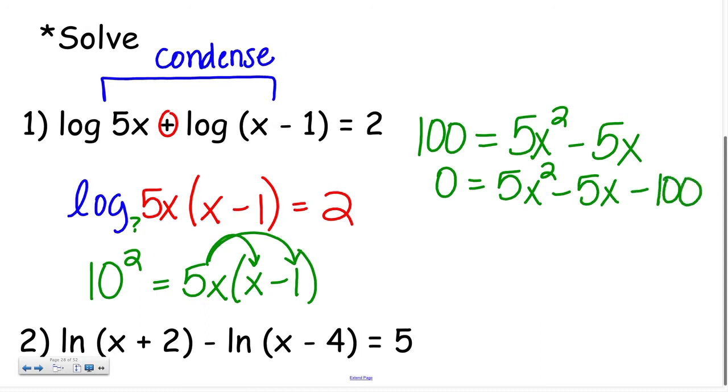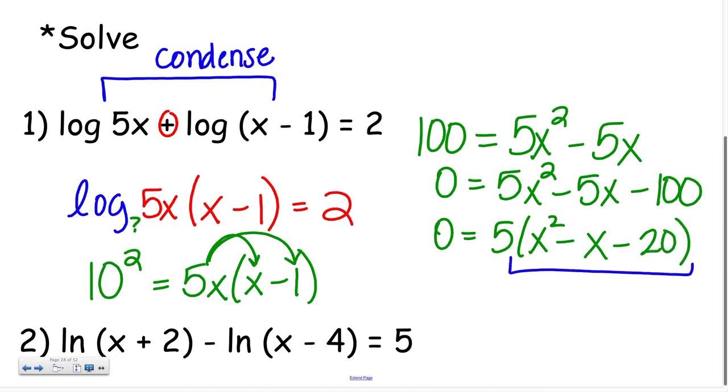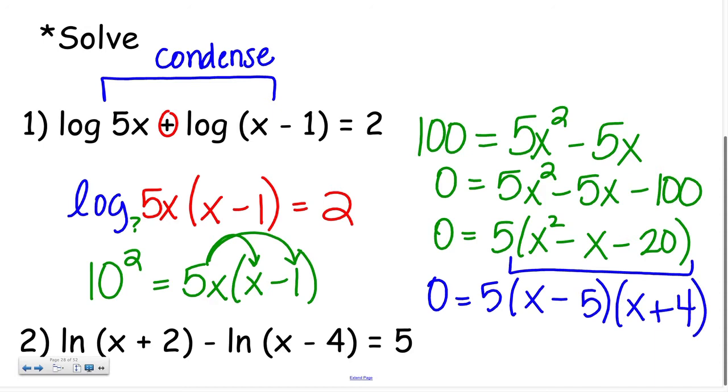Alright, now if I look at 5, 5, and 100, I've got a GCF. So I can take out that greatest common factor of 5 and see what's left. And it'll make it a little bit easier to factor. Okay, now with this part, I can still do my x method. So I'm going to do my x method, and I get x minus 5, x plus 4.